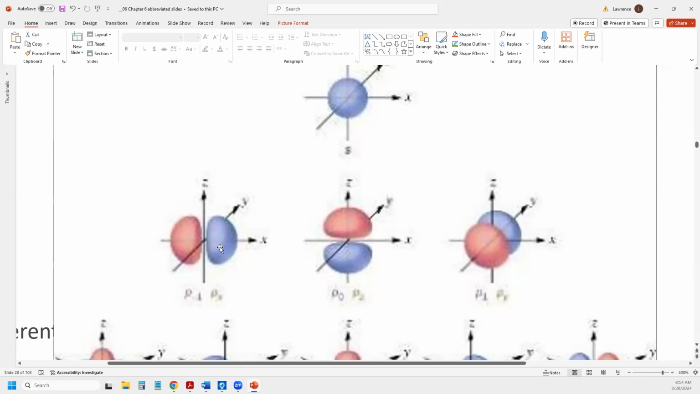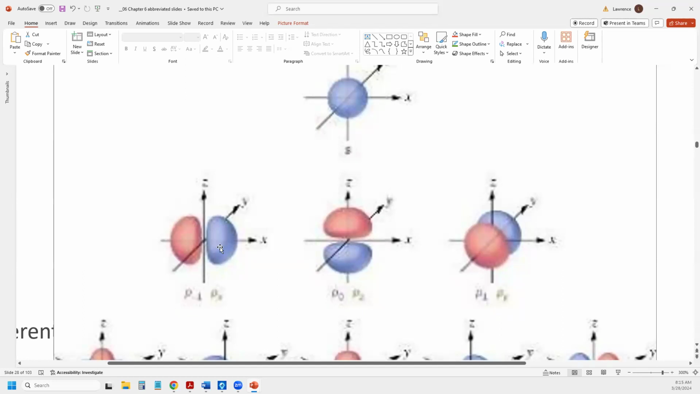The shape is 2 lobes, and there's a node between them. There's a region of space between the 2 where there is no electron density. We're going to be interested in counting up the number of nodes. There are 3 different ways to make orbitals with 2 lobes. You can call them px if it's on the x-axis, py if it's on the y-axis, and pz if it's on the z-axis.